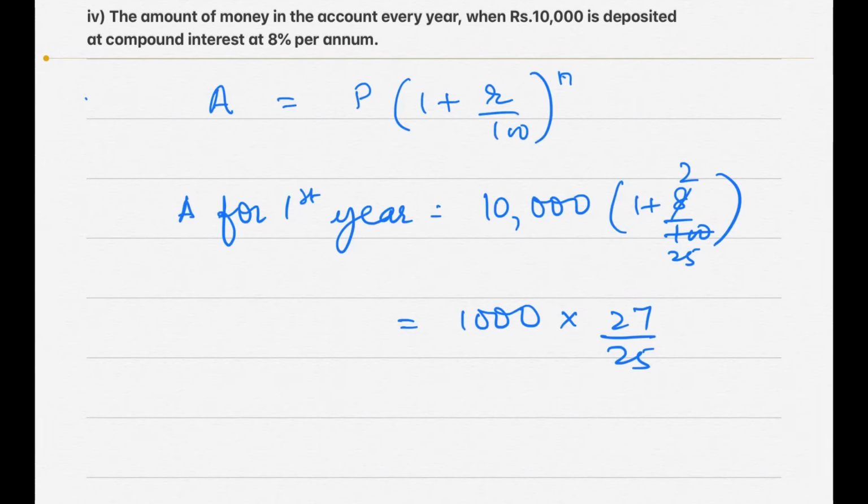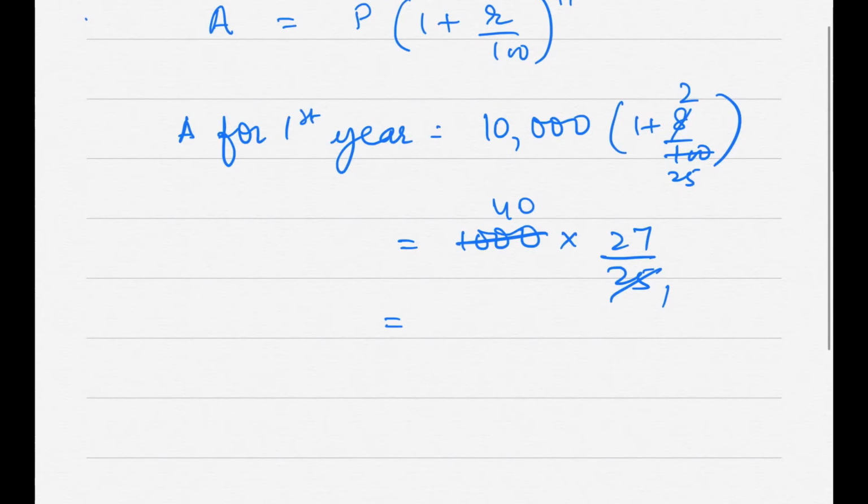So 25 1 and 40, this becomes 54, 54 100 and 1080. It should be 10,000, guys. How? Okay, yes, so this I have done. So 10,800 will be my amount after the first year.